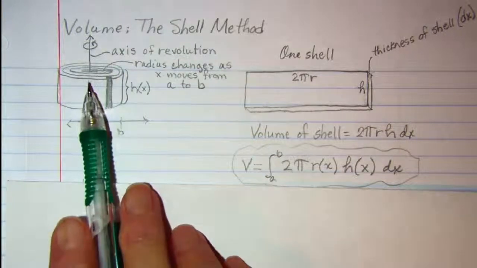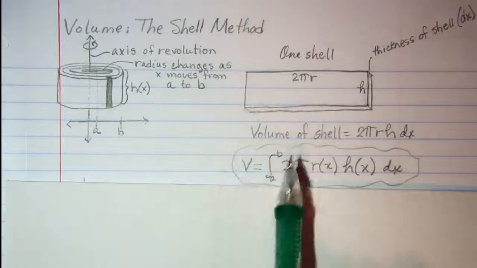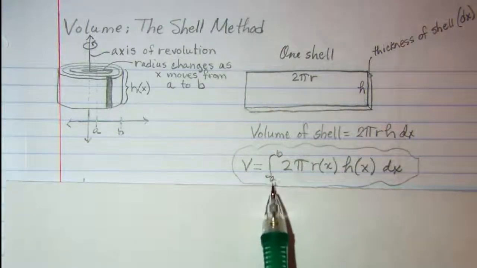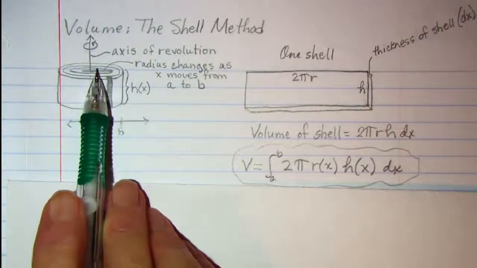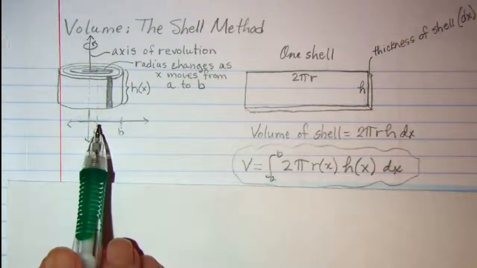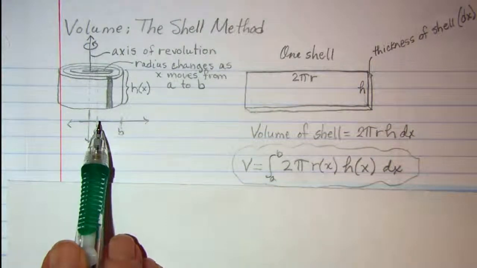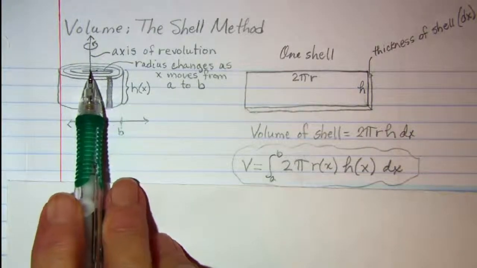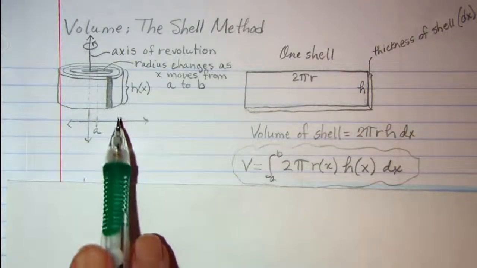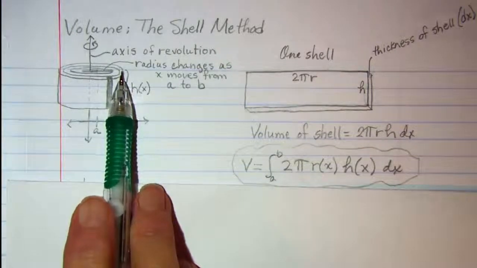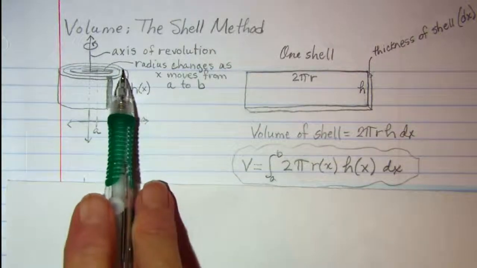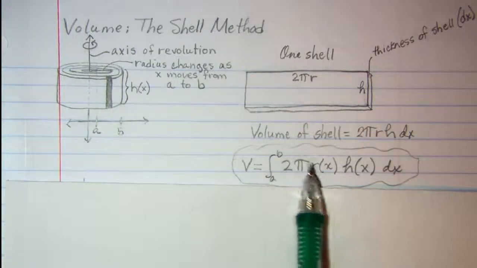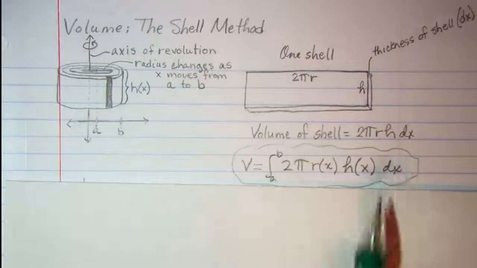So for this solid, the volume of the shell is given by this formula, the integral from a to b, and a is my inner radius, the distance from the inner point to the axis of revolution, and b is my outer radius, so the distance from this outer point to the axis of revolution. And then we have 2 pi r of x, h of x, dx.